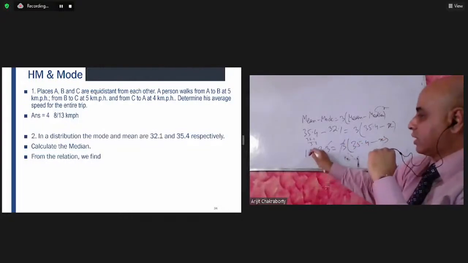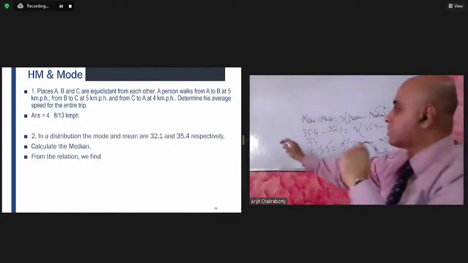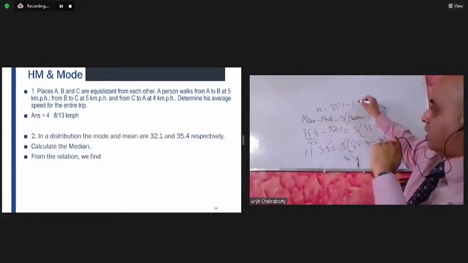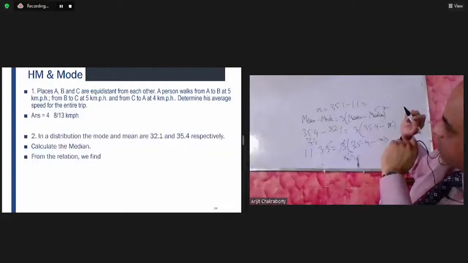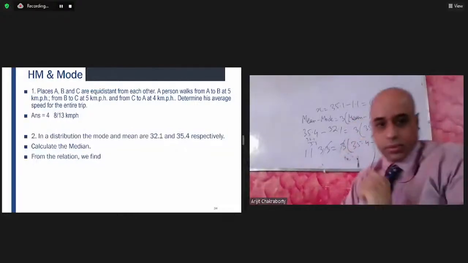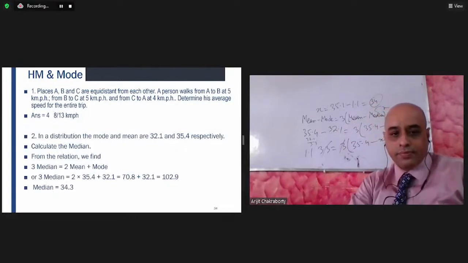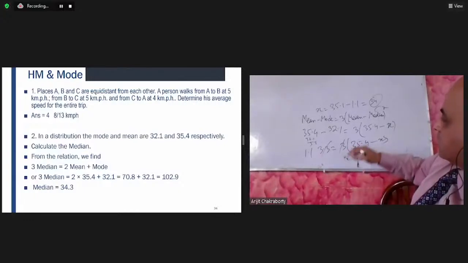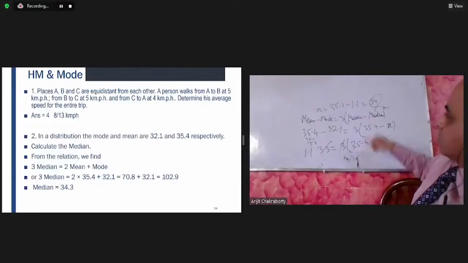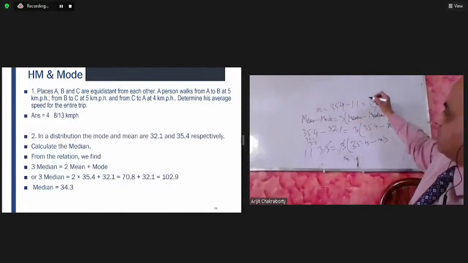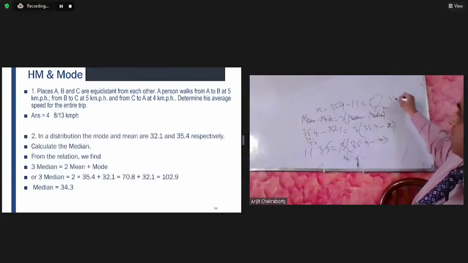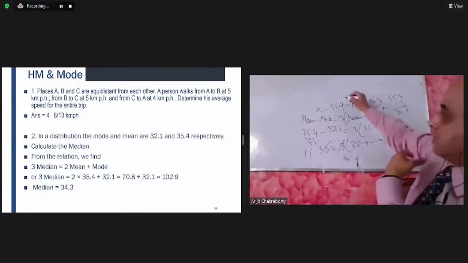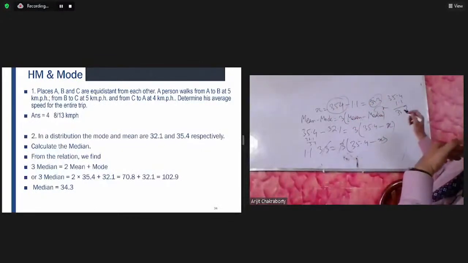This 3 and 3 cancel out. I'm getting 1.1. So x, that is the median in this case, is equal to 35.4 minus 1.1. I am getting the answer 34, a round figure. Let me check. How come it is 34.3? Let me see, did I do it correctly or not? Oh, sorry, 35.4. So it will be 35.4 minus 1.1. So it will be 34.3. Yes, 34.3. Okay, so the answer is 34.3.